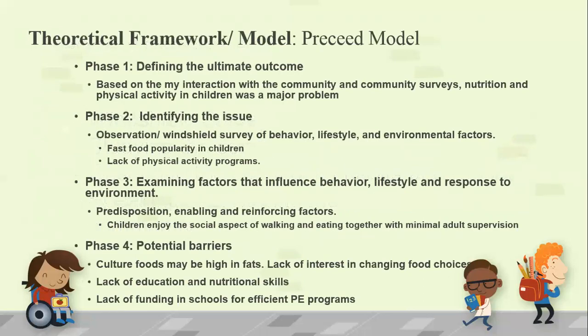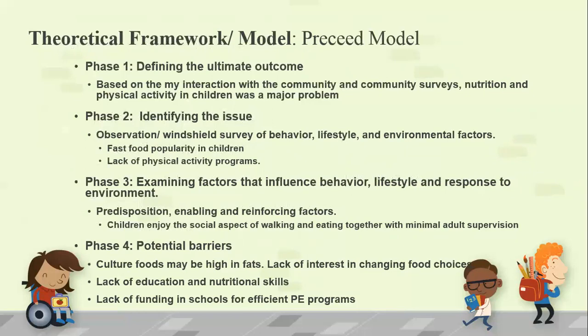The theoretical framework model used for this project was the PRECEDE-PROCEED model. The first four steps are the PRECEDE model, which helps you identify the problem and how to help. Phase 1 was defining the ultimate outcome, which helped me identify the needs of the community. Thus, what could I do to improve the quality of life based on their needs? Based on my interaction with the community and community surveys, childhood health, focusing on nutrition and physical activity, was a major problem. Phase 2 helped me identify some issues seen by observing the community and using the windshield survey.